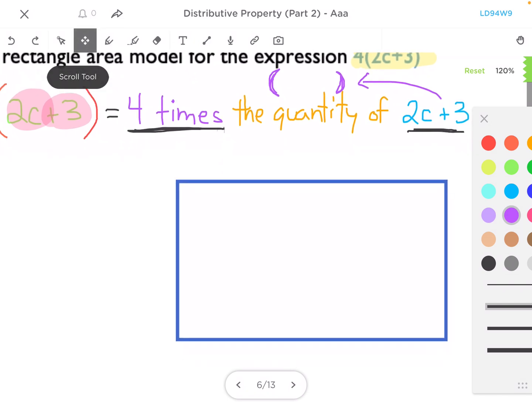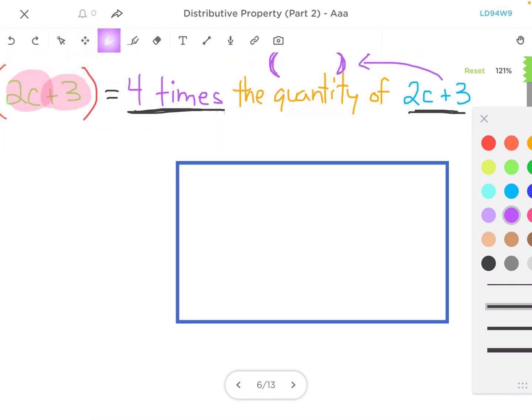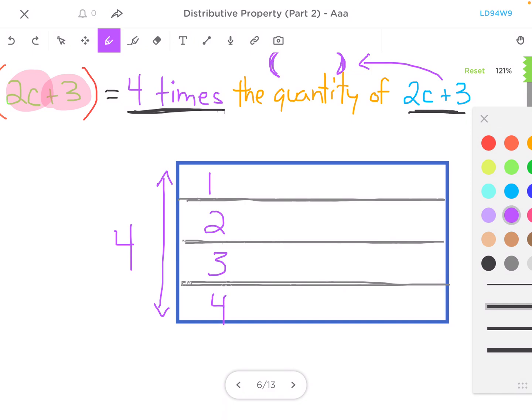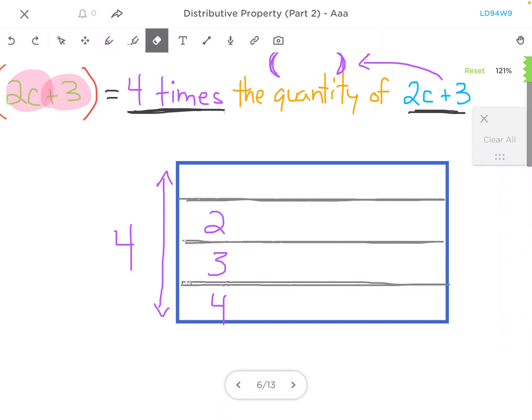So in order to see it 4 times, I need to take this rectangle and cut it in fourths. And I'm going to cut it the long way, in fourths. I want you to see that there are now 4 long rectangles hiding inside. So I can put that 4 here because that means 4 splits, 4 parts up and down. There are 4: 1, 2, 3, 4. There they are. So it's 4 repeats of what was inside the parentheses.